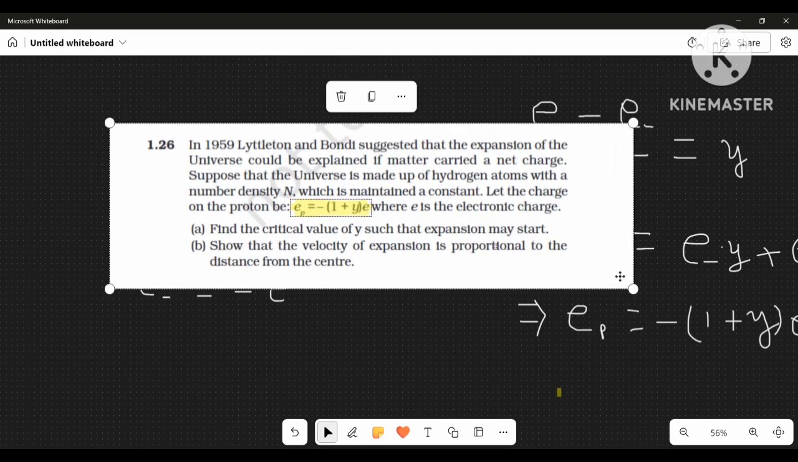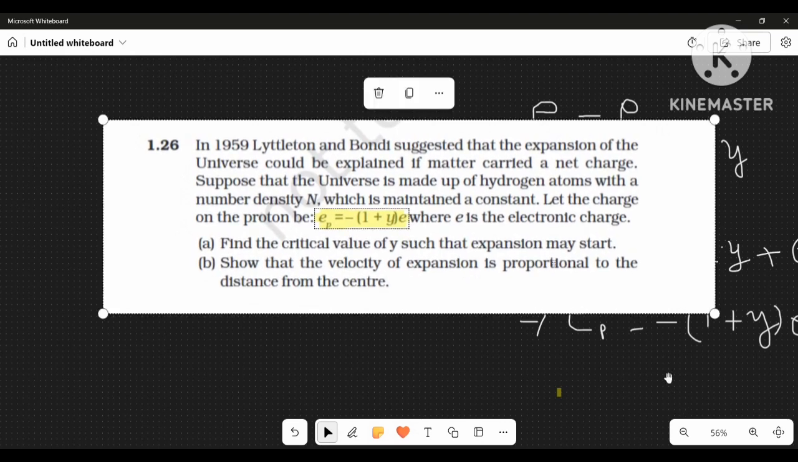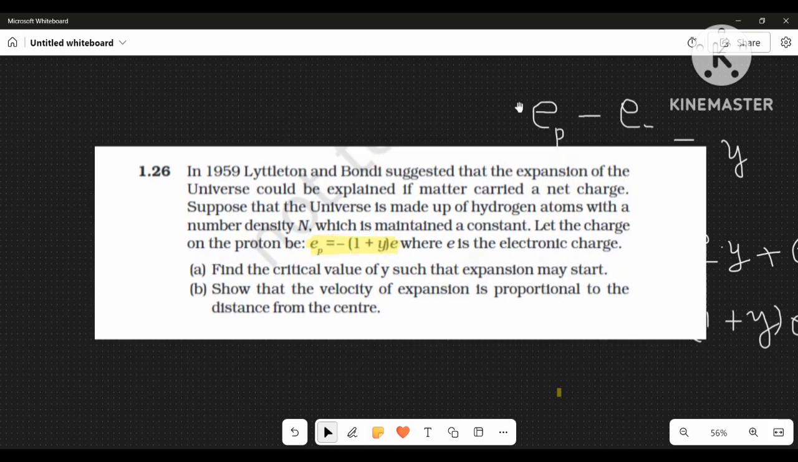So here we have some information to process, and apparently it might be a bit hard to comprehend at first glance, but we need to simplify things, and they have already simplified a lot. We are required to find the critical value of y. I hope you know what that y is. It is a ratio which defines by how much the protonic charge exceeds the electronic charge in the universe of Littleton and Bondi. Because remember, in our universe they are the same.